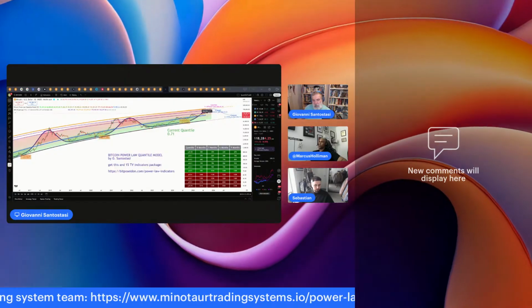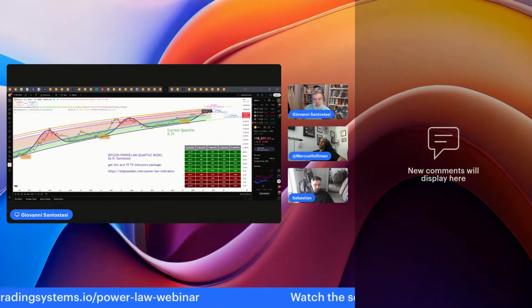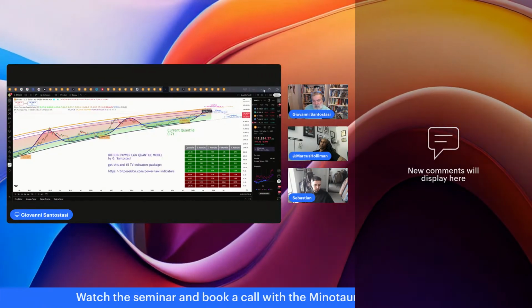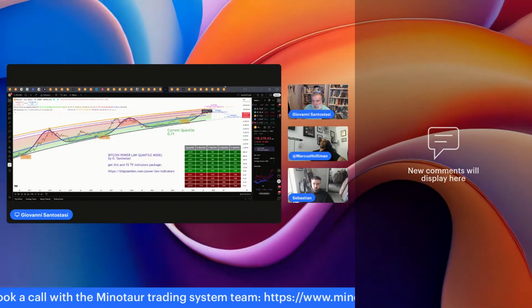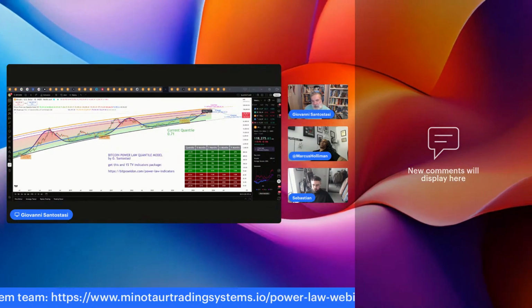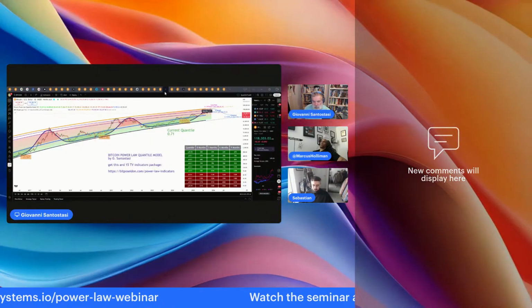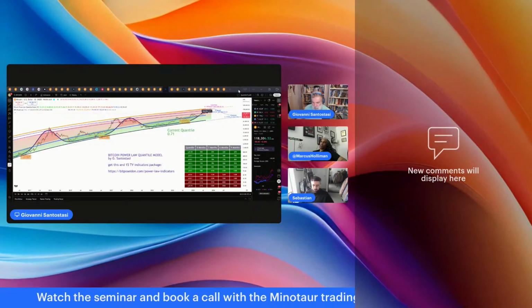And like always, we are going to take a look at Bitcoin price action. We are going to look at my different Power Law indicators. And then we're going to look at both the global liquidity and the local liquidity. Okay, start with the Power Law.